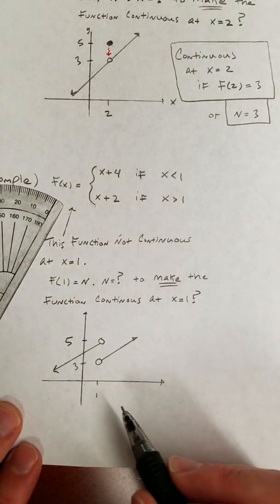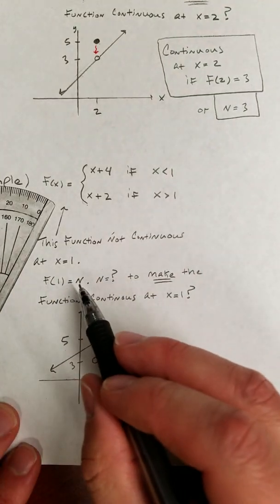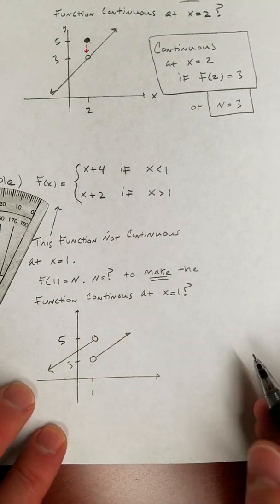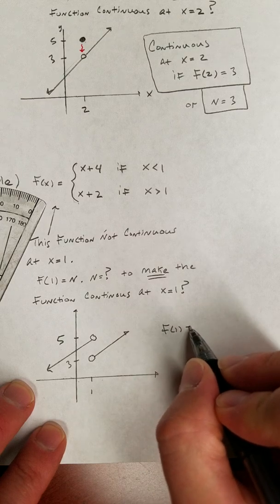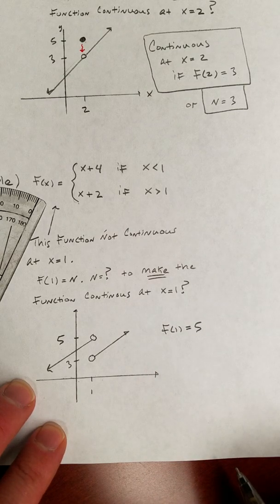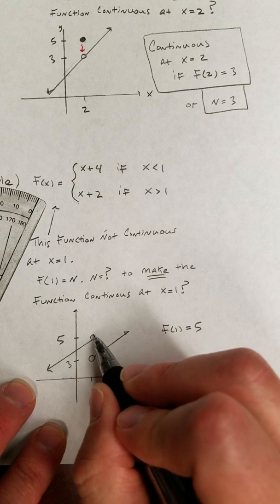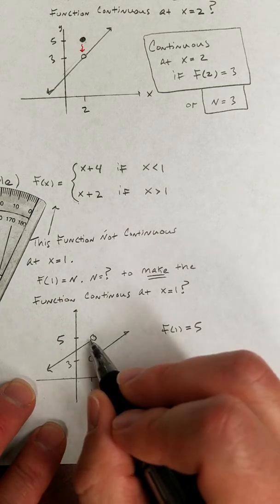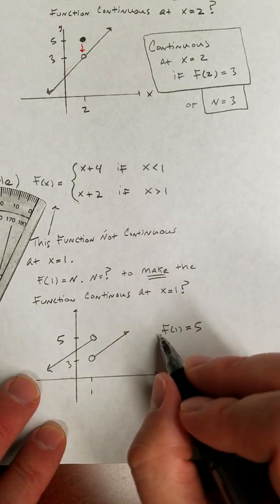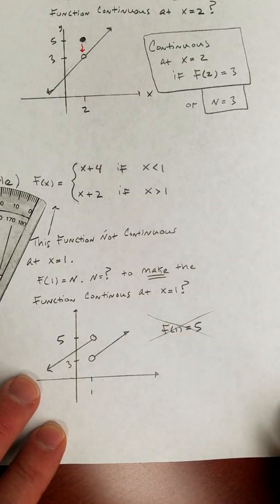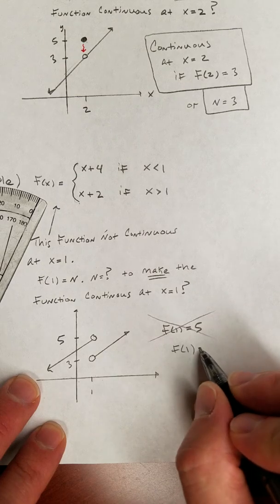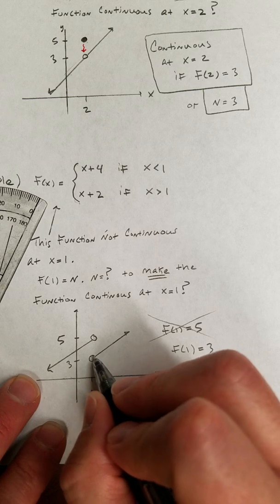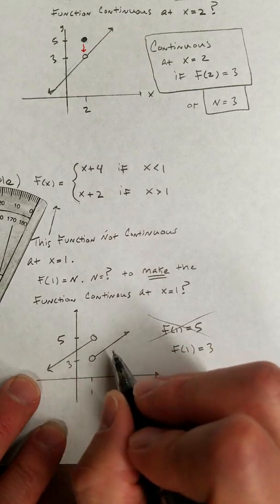Now, is there a way then to tell me what f of 1 has to be to make it continuous? What if f of 1 was 5? You would be including this point right here. Say we filled that in. Would that make it continuous? No. What if f of 1 was 3? We would be including this point right here. Would that make it solid and continuous?